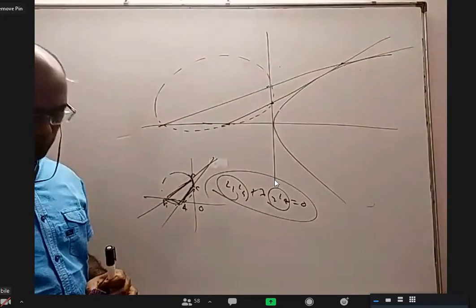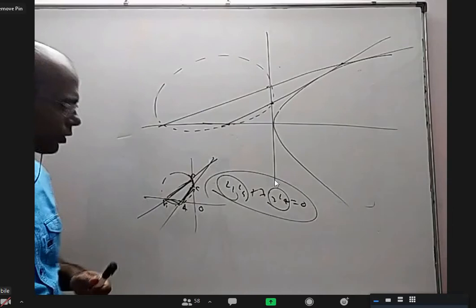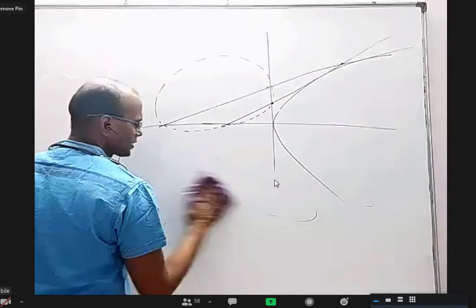Lokeshwar, understood this concept? Yes, sir. But let us see if somebody can answer this.